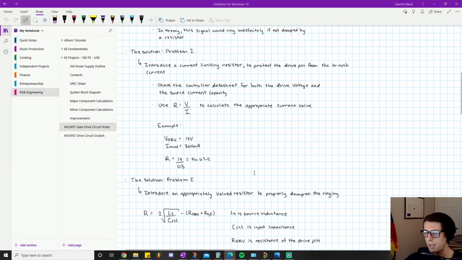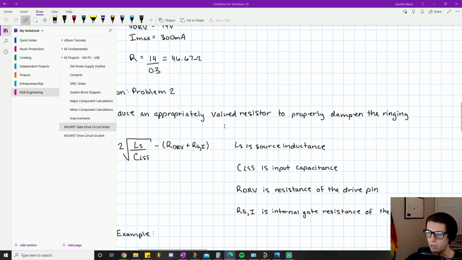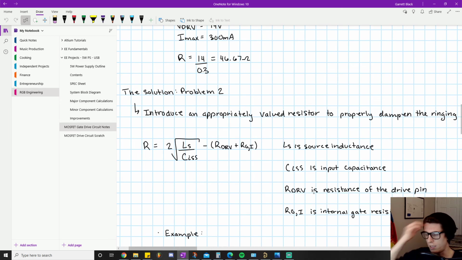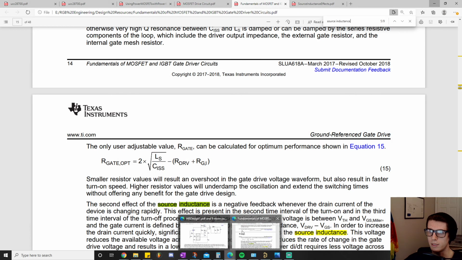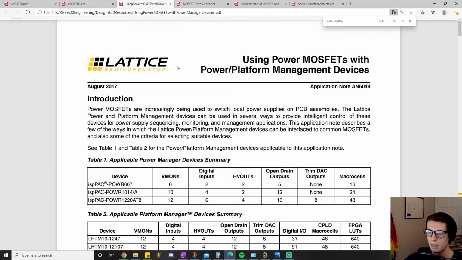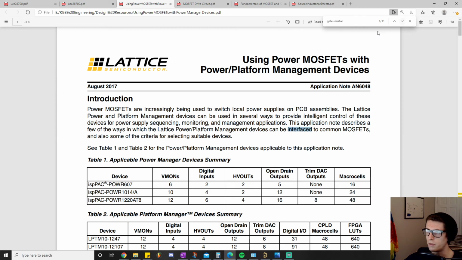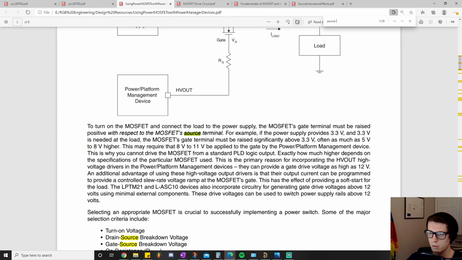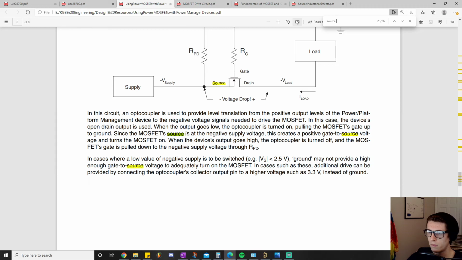So here I have the same equation. I just have the variables listed out for what they are. LS is, like I said, the source inductance. CISS is the input capacitance. That's where you find that number in the data sheet. Oh, I should make note. LS, source inductance, you read somewhere, and this is why I have all these data sheets pulled up.